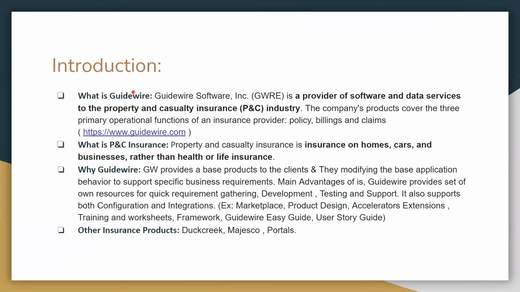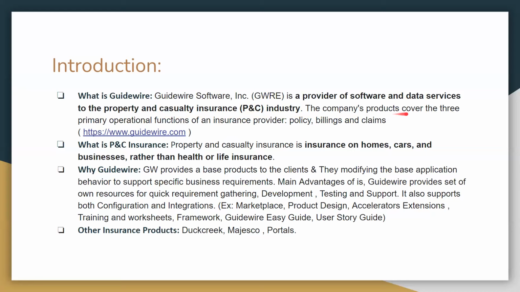Okay. So this demo is for the Guidewire manual testing. First of all, we should know what Guidewire is. Guidewire is a software company, like Microsoft, Google, Amazon, right? In a similar way, Guidewire is a software company which provides software and data services to the property and casualty insurance. What is property and casualty insurance? In short form, it is called the PNC industry.